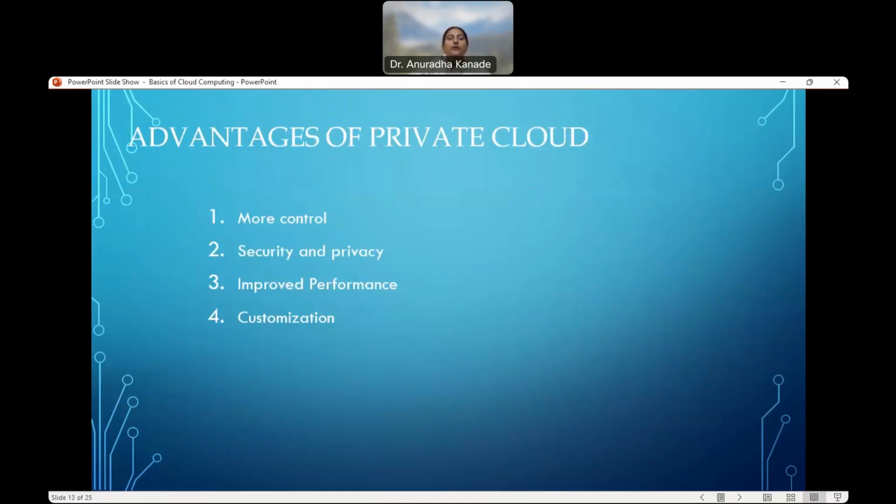Advantages: the private clouds give more control over the services, the resources and other facilities. It is more secured and it can ensure privacy. The performance of cloud services in the case of a private cloud is very high because it is dedicated to a single organization. The customization of services and facilities is available here in the private cloud.